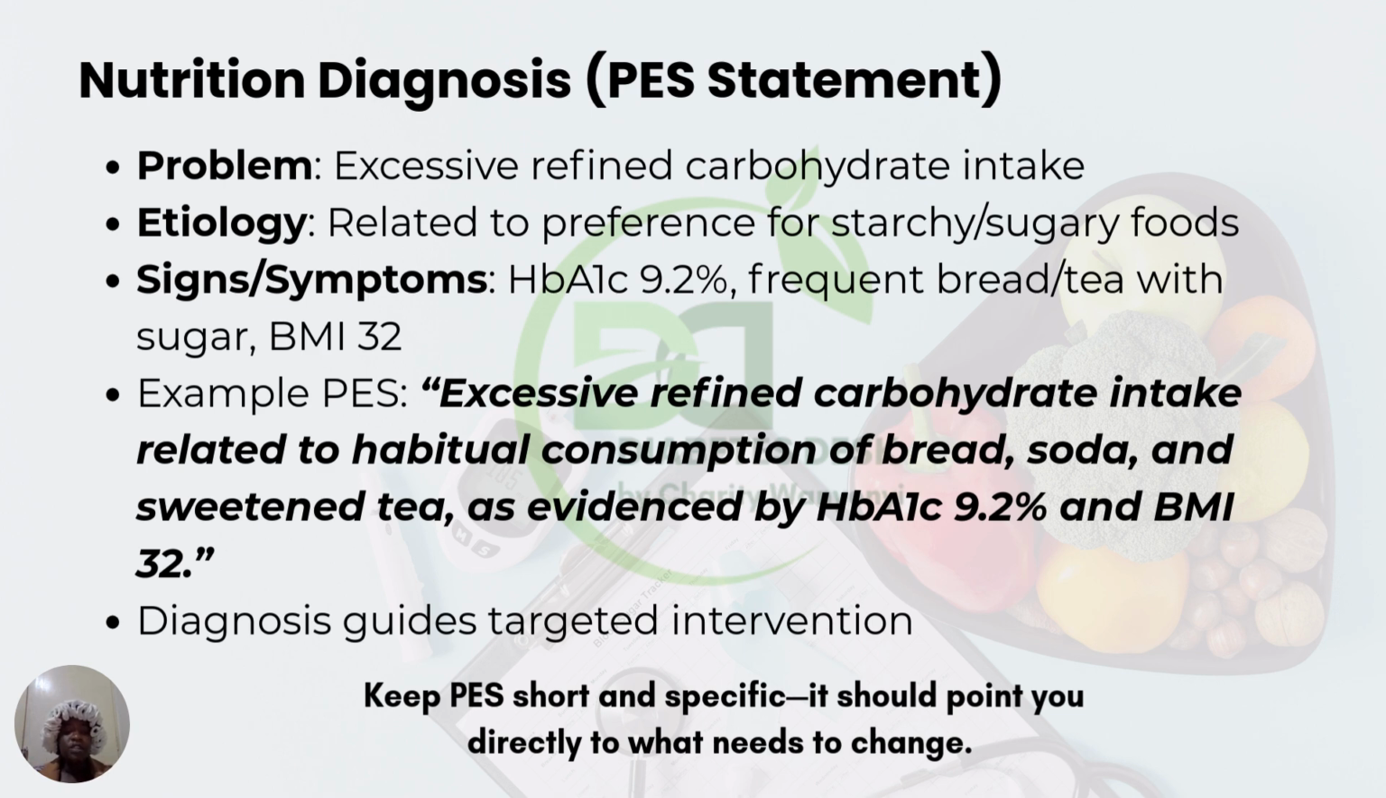From my PES statement, we need to change her excessive intake of carbohydrates, and also her habitual consumption of, because this is a habit, so that you can have an improved outcome when it comes to HbA1c, and also the BMI and also the fasting. So that will be my target. And when you go to the intervention slide, that is what I'll be tackling.